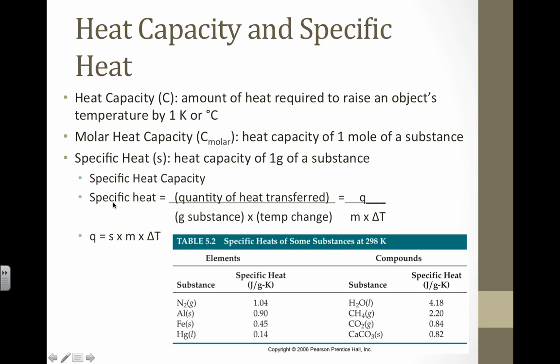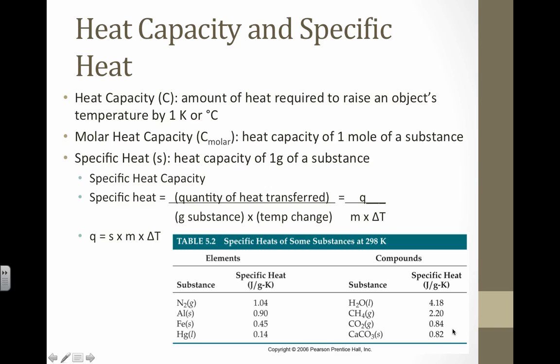Most of the calculations that we're going to do involve specific heat capacity. There's an equation that we use. So specific heat is equal to the heat transfer divided by the mass times the change in temperature. Or Q. We can rearrange this, and Q, if we're solving for heat flow or heat itself, is equal to the specific heat times the mass of the object times the change in temperature.